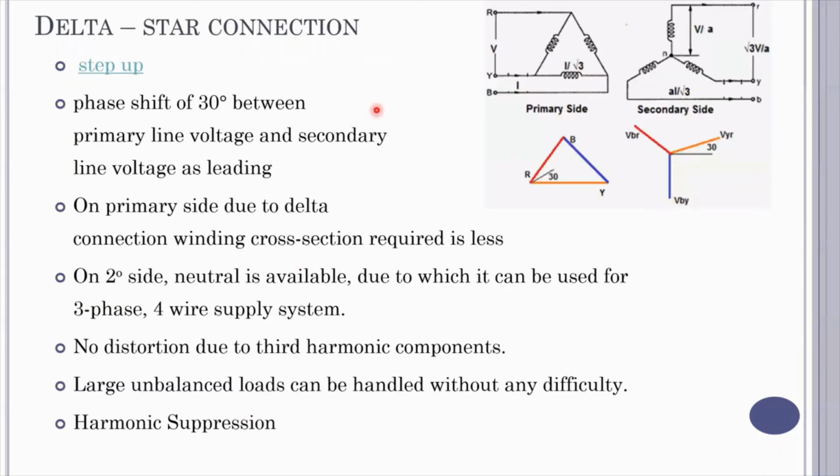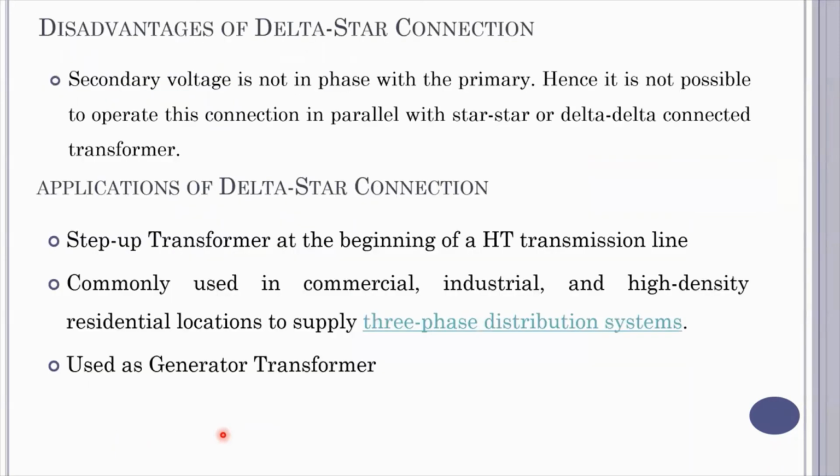And delta-star connection is used to step up, that is, we use it at the transmission end. And here again, because of the presence of delta, we don't have any distortion or the third harmonic component, and harmonics are suppressed. So these are certain advantages and applications of a delta-star configuration. And there is one limitation wherein the secondary voltage will not be in phase with the primary voltage. So that's one major disadvantage.